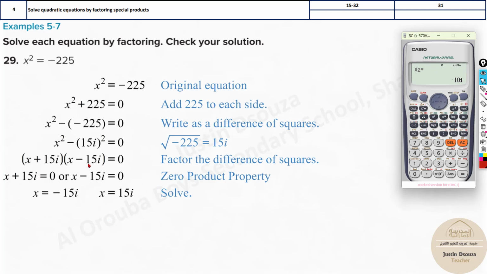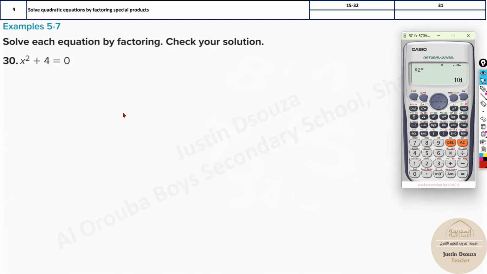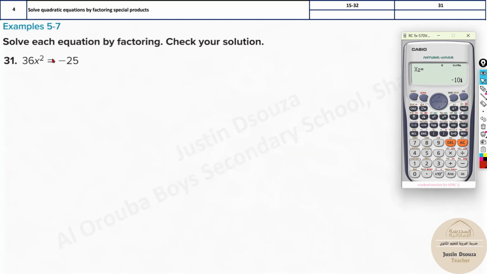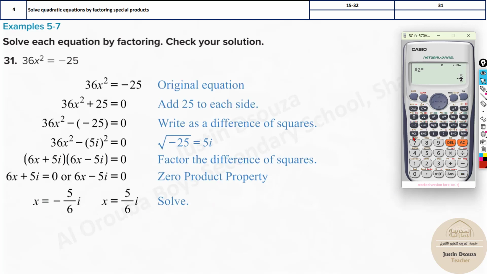And same thing over here. It'll be 15i and minus 15i. And a few more questions. See, these are the answers. Over here, take the square root of this, but remember to write i, plus and minus. In this case, you have to make sure that you write the coefficient of x squared as 36, 0, and lastly we have minus 25. It's 5 by 6 and minus 5 by 6.